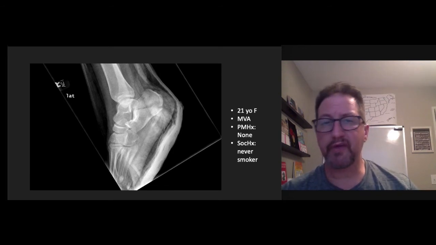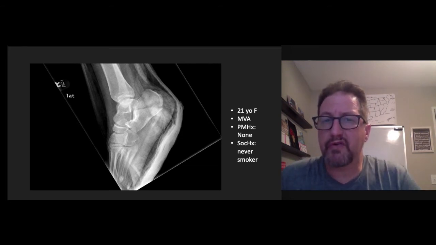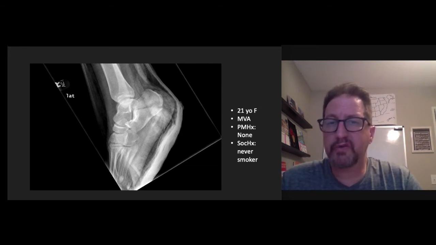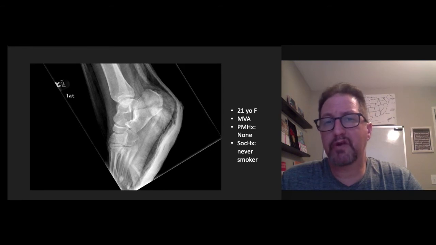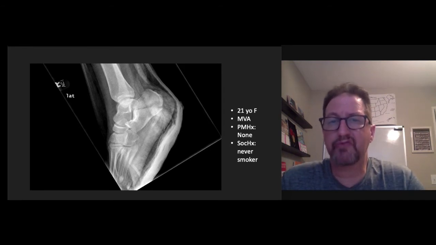With Essex-Lopresti, this one is a little bit more difficult for us to actually answer the question, because Essex-Lopresti is either a tongue type or a joint depression fracture. And so a tongue type is oftentimes involved with either the Achilles ripping a piece off or avulsing a piece off, or the superior posterior tuberosity being fractured. And in this case, that's really a body fracture that occurred.